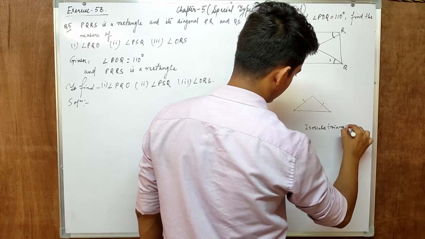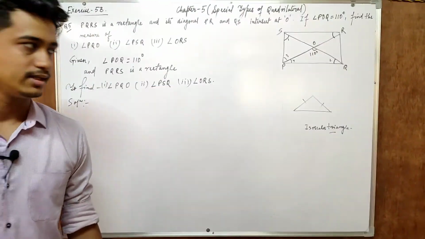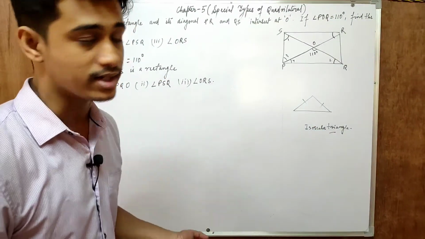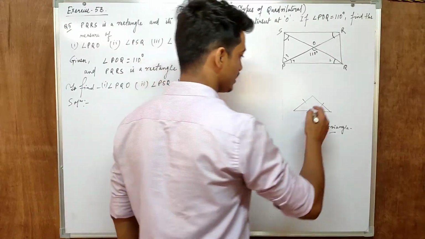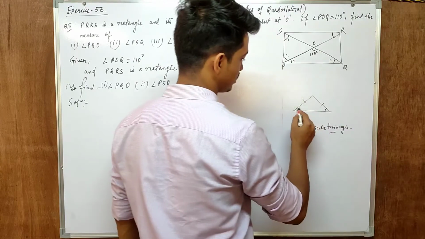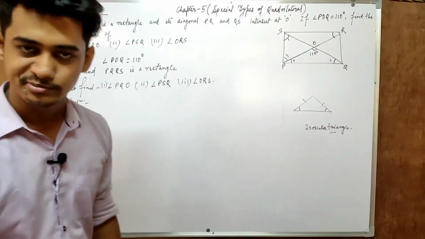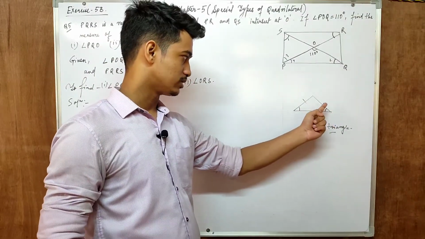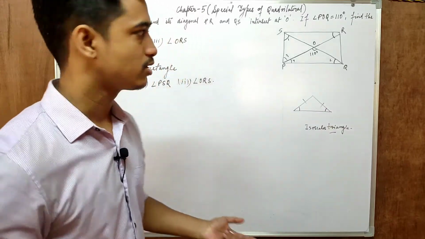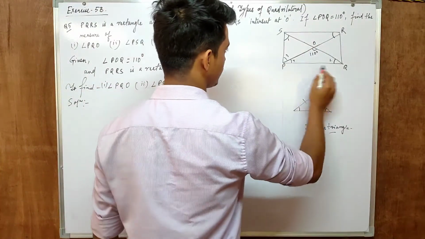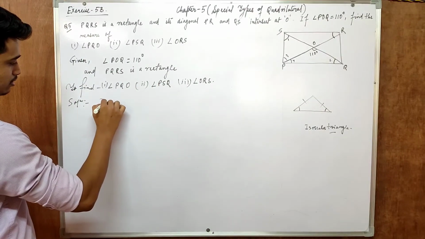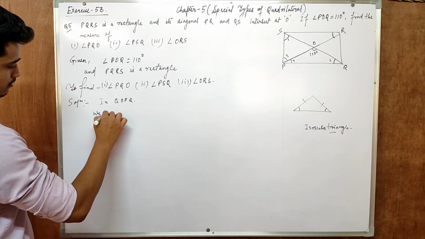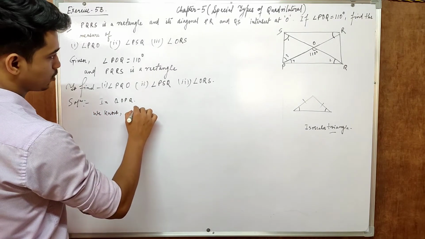I don't know whether you know this criterion: if two sides of a triangle are equal in an isosceles triangle, then its corresponding angles are also equal. That means these two angles are absolutely equal. So in this figure, in triangle OPQ, we know OP equal to OQ.